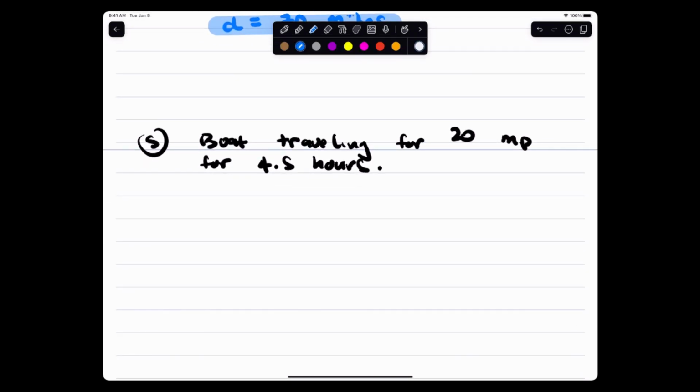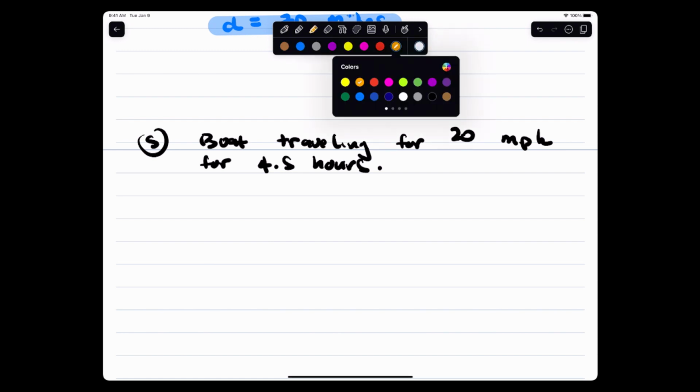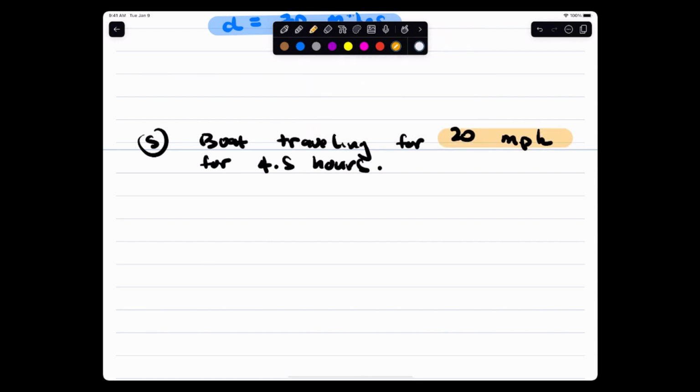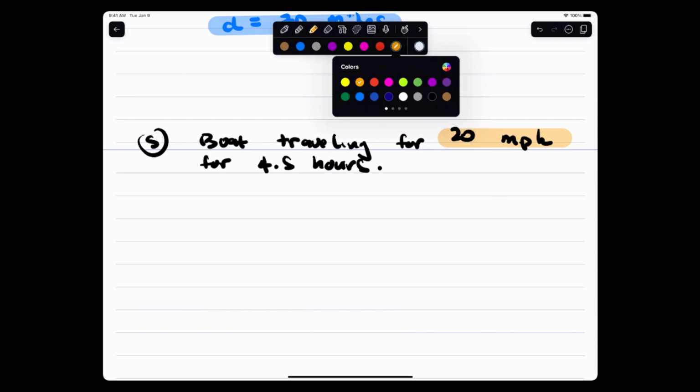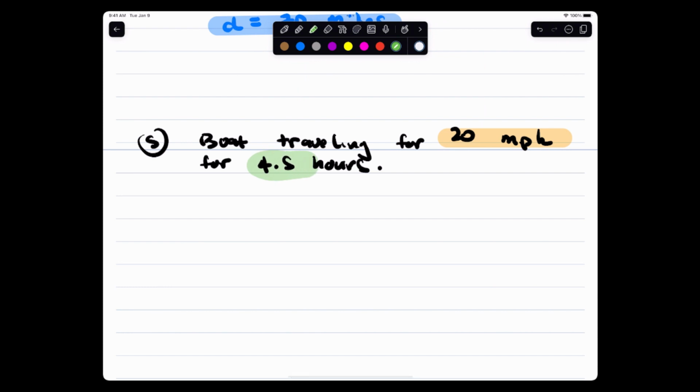Boat traveling. For what? We forgot the H here. Boat's traveling 20 miles per hour. That's a rate again. And then 4.5 hours. What's that going to be? Do you guys know? This is a rate, and then this is a what? So we know distance is what? Rate times time.